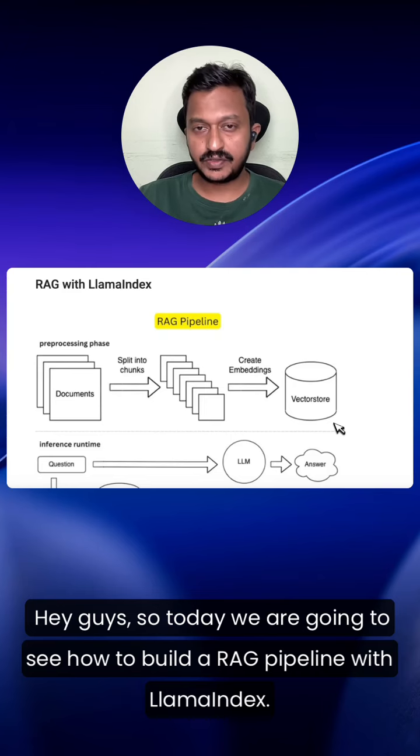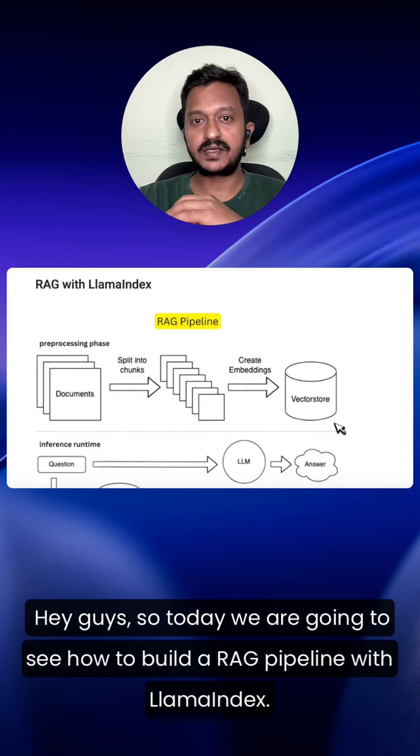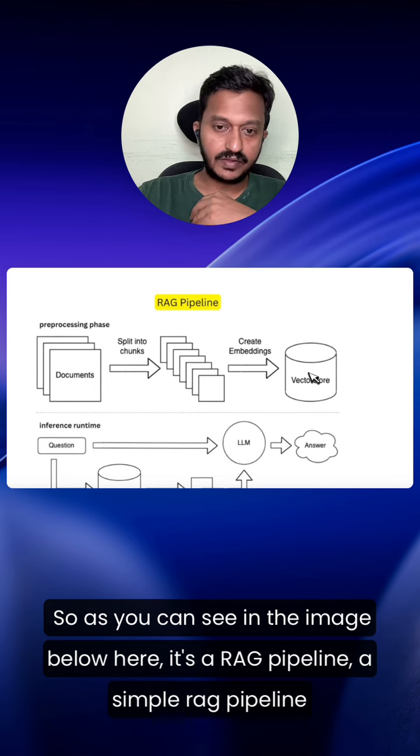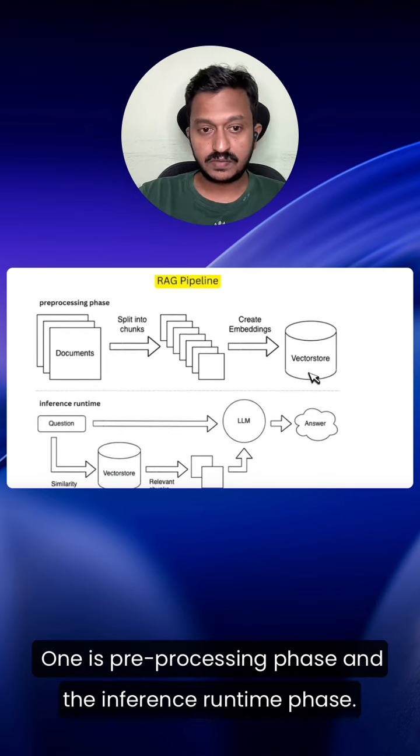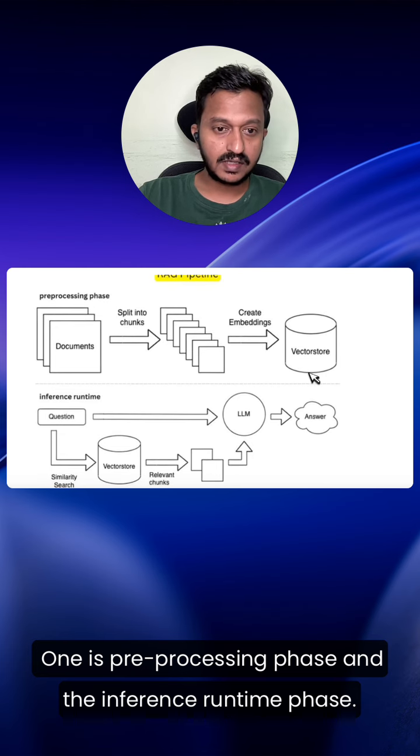Hey guys, so today we are going to see how to build a RAG pipeline with LlamaIndex. As you can see in the image below, it's a simple RAG pipeline that has two phases. One is the pre-processing phase and the other is the inference runtime phase.